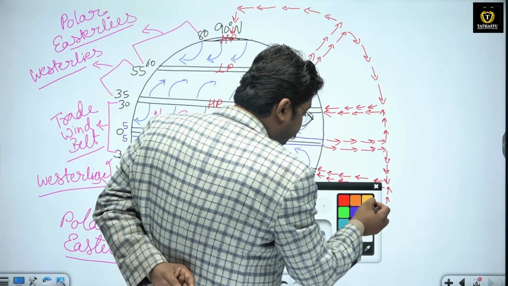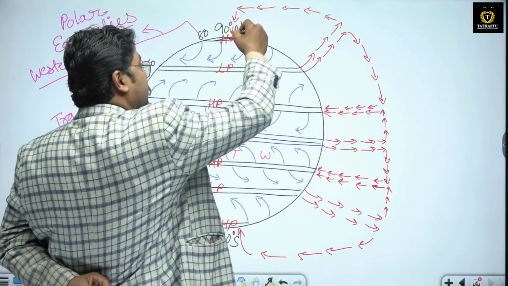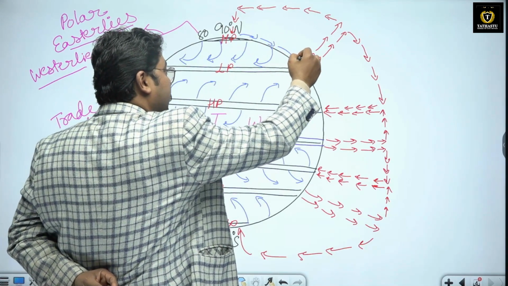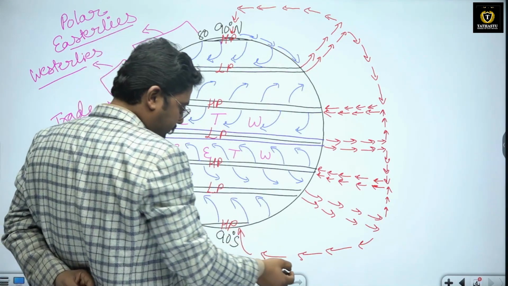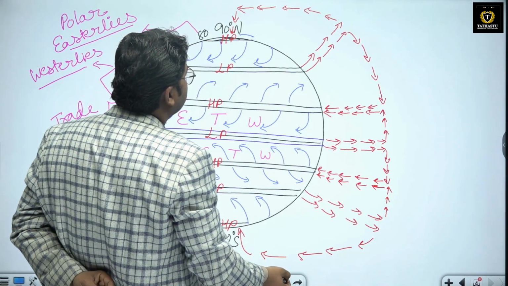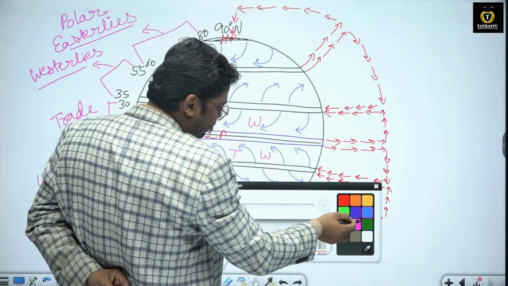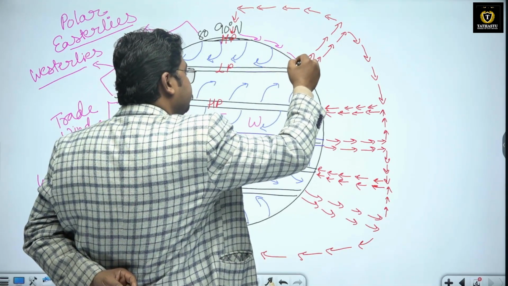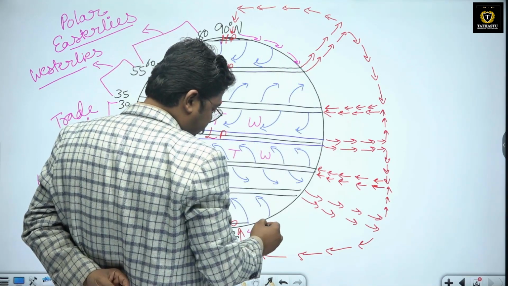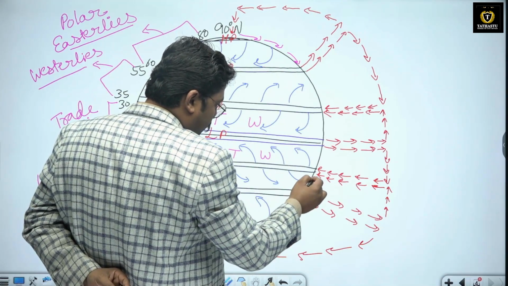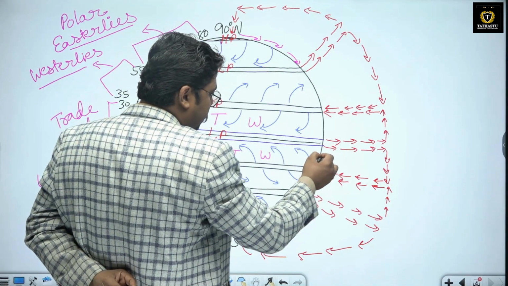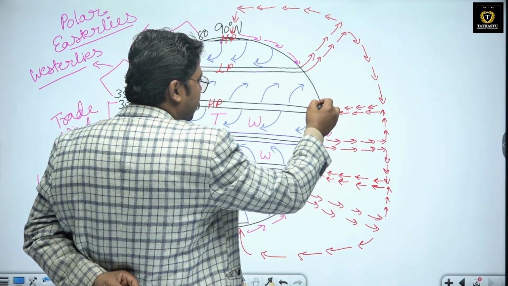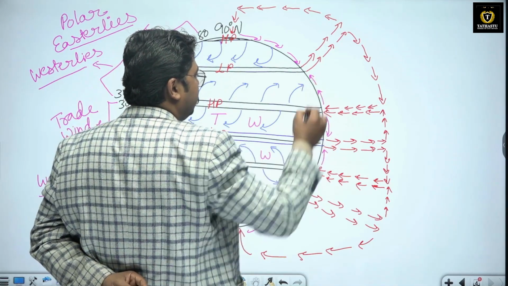Now after sinking on pole, they will move in this direction. Let me give this a different color. Polar easterlies, westerlies, southeast trade winds, northeast trade winds, and westerlies.